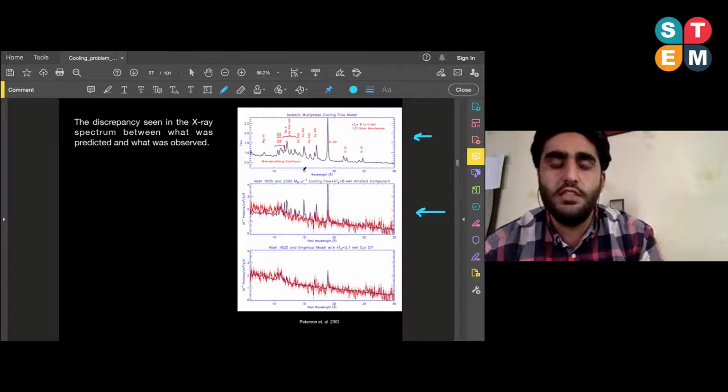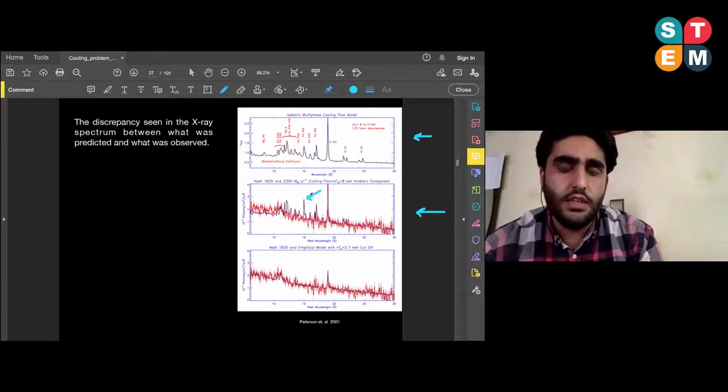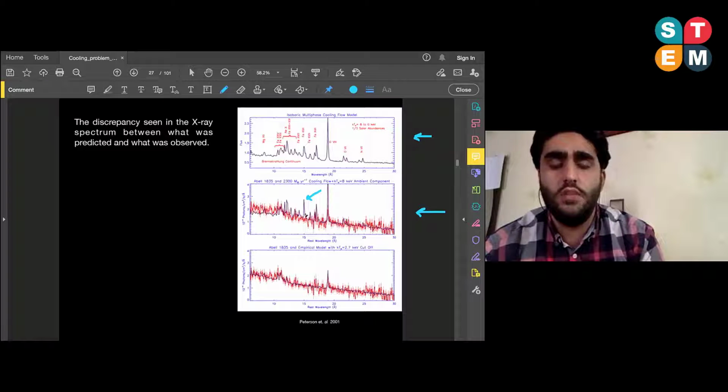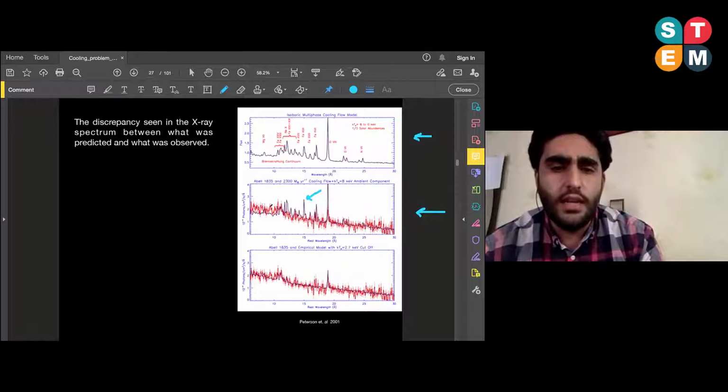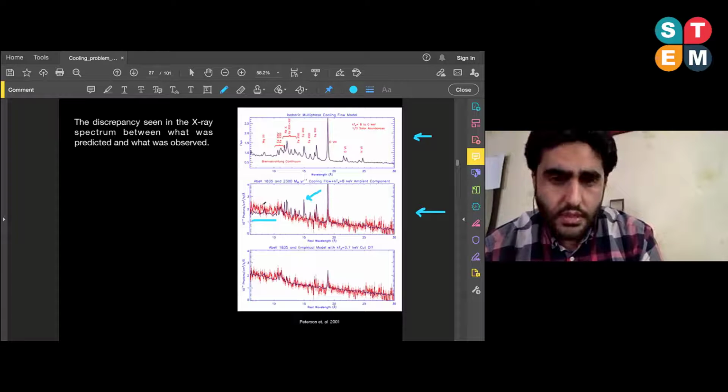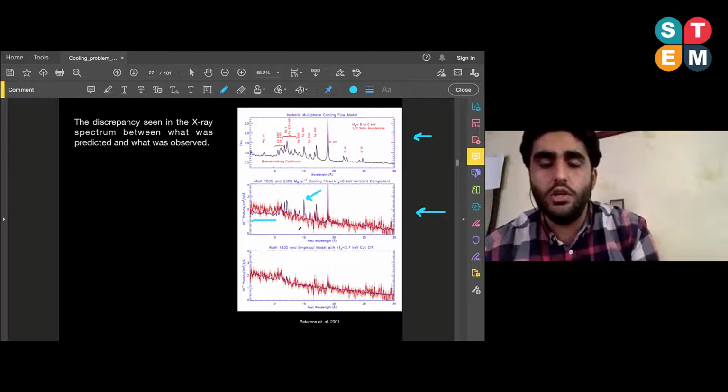And when we fit the cooling flow model with observation, we notice that the predictions of our model are not satisfactory. You can see that the models predict some emission lines which don't exist in the observation. And in this part you can see that the models don't predict observations properly at all.